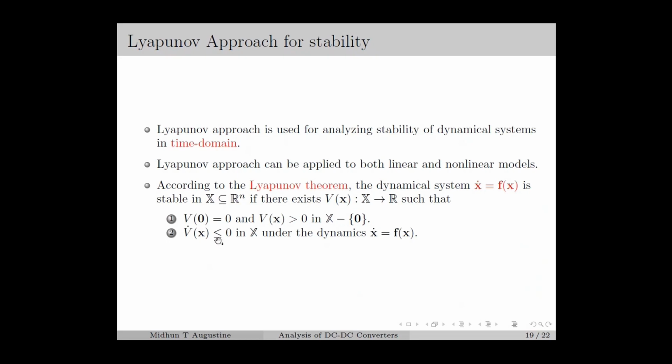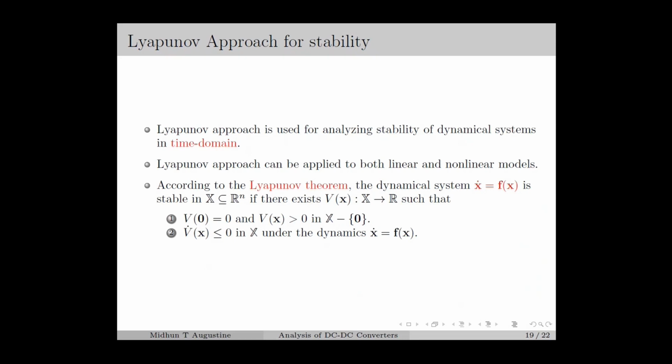Now, if we can have a stronger condition here, like V dot of x is strictly less than 0, then we can ensure that the value of the Lyapunov function decreases along the state trajectory. In that case, the Lyapunov function will eventually decrease to its minimum value, that is 0, which means the corresponding state trajectory will converge to the origin. This condition is called asymptotically stable, which is a stronger condition than Lyapunov stable.